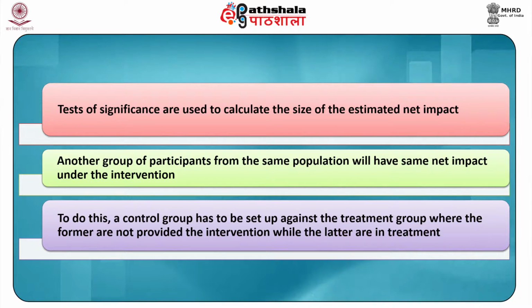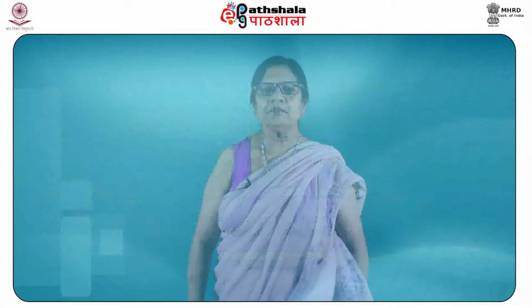In a large representative sample, tests of significance will tell you whether a random selection of another group of participants from the same population will have the same net impact under the intervention. To do this, a control group has to be set up against the treatment group, where the former are not provided the intervention while the latter are in treatment.